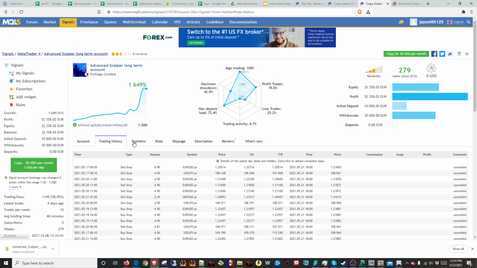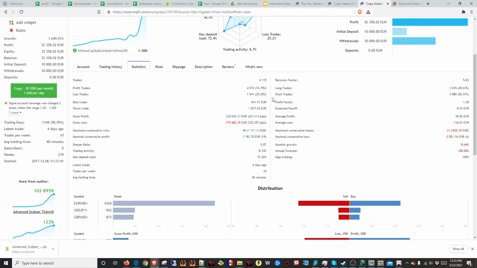Then if we go to the statistics tab and calculate this out, we've gained about 20,000 pips. We've lost about 12,000 pips. We've taken about 6,000 trades, so we're at something like 1.3 pips per trade, which is extremely low. Even for a scalper, 1.3 pips on average is not much.